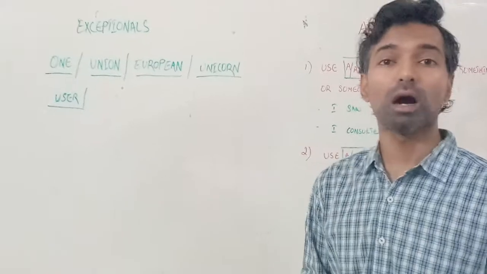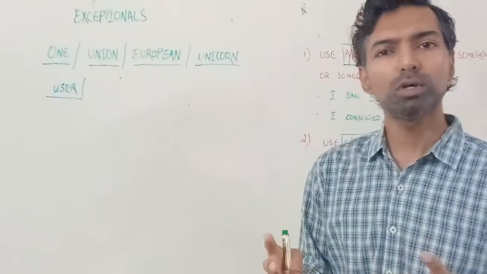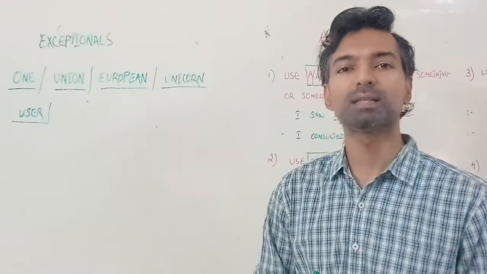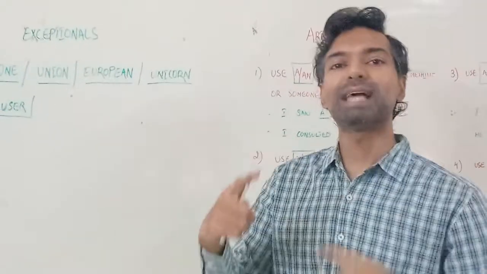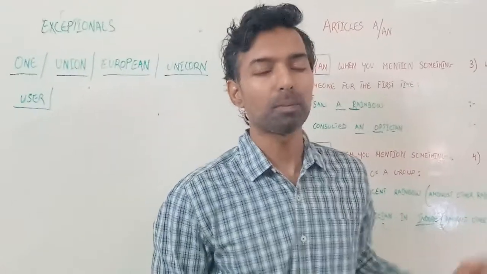Book also, like a book. So instead of an book, why a book? Because B doesn't come into the sound of vowels, as I previously talked about.